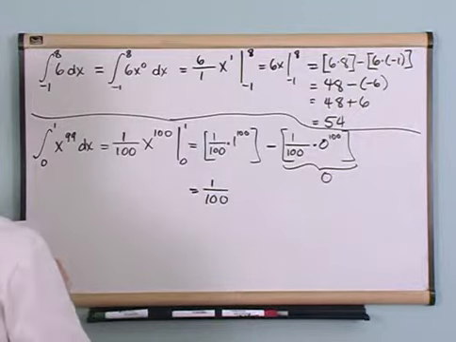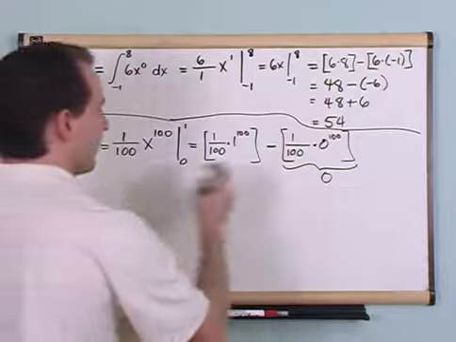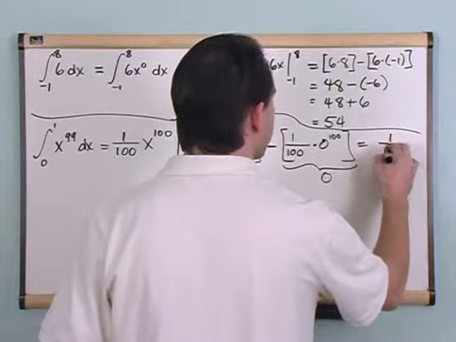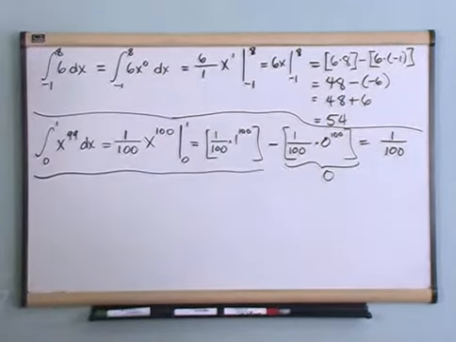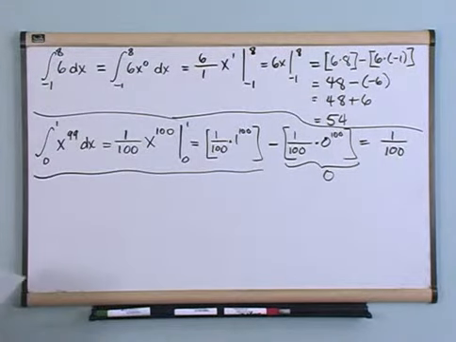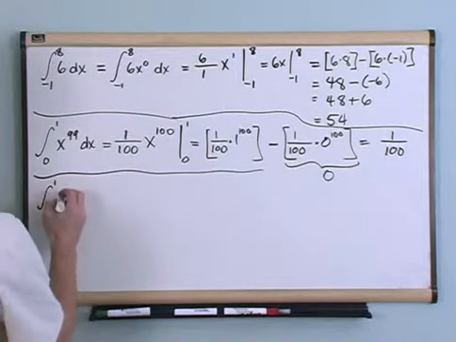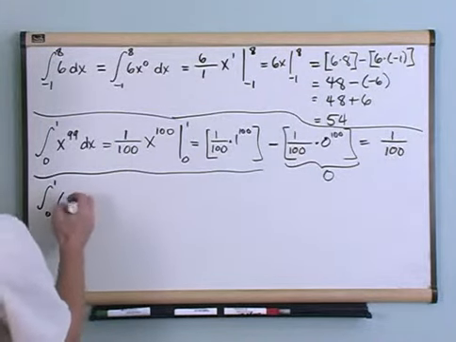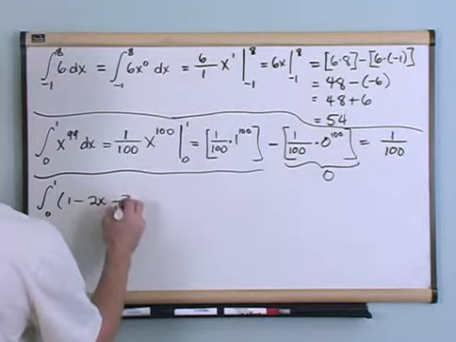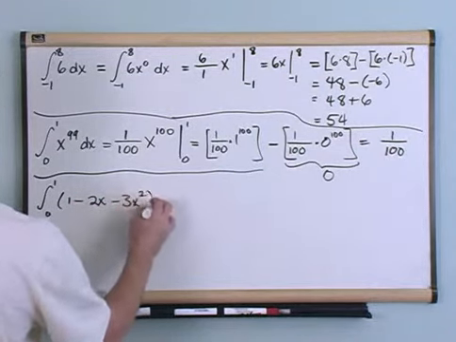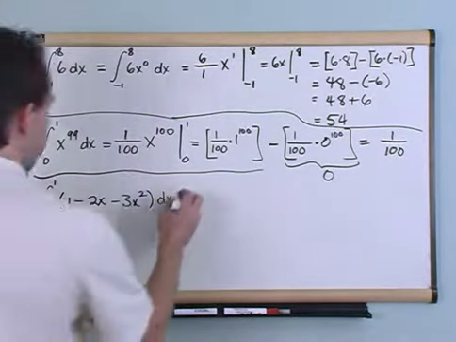Okay? So what I'm going to do to save a little space, I'm going to say this is equal to 1 over 100, just like we just said, and I'm going to work another problem right underneath here. Okay, now what if we had a problem that looked like this? Integral from 0 to 1 of 1 minus 2x minus 3x squared dx, okay? And we want to evaluate this guy.